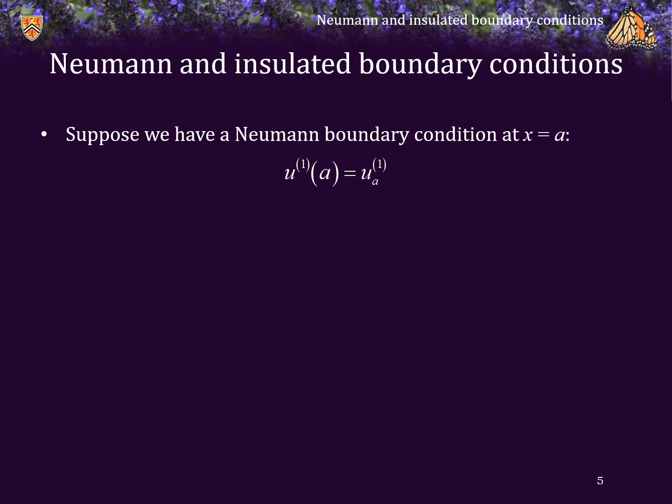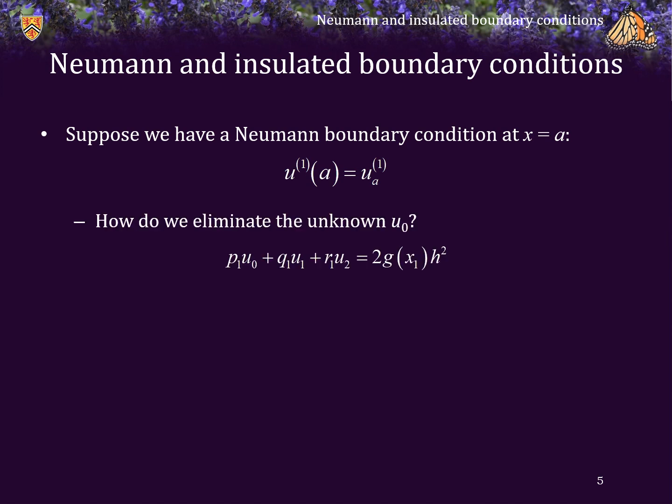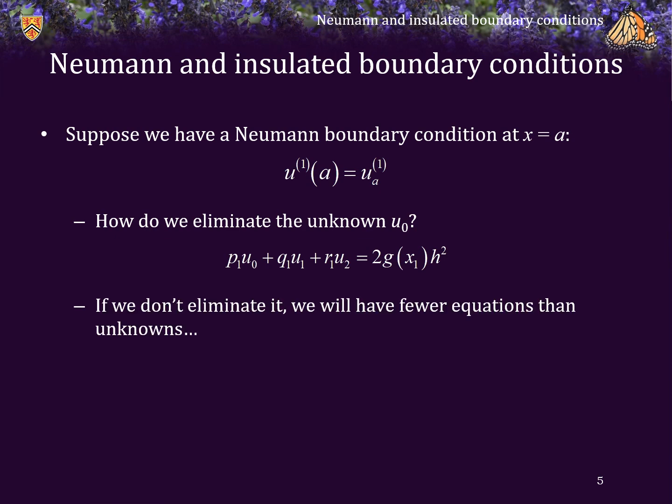Suppose that we have a Neumann boundary condition at x equals a. So the slope at the left-hand endpoint is fixed and given. Well, we still have that first equation, and that first equation still has u0, u1, and u2. But how do we eliminate the u0? After all, if we do not eliminate u0 from this equation, then we will have fewer equations than we have unknowns. So somehow we have to convert the Neumann boundary condition into an expression that allows us to eliminate the unknown u0.